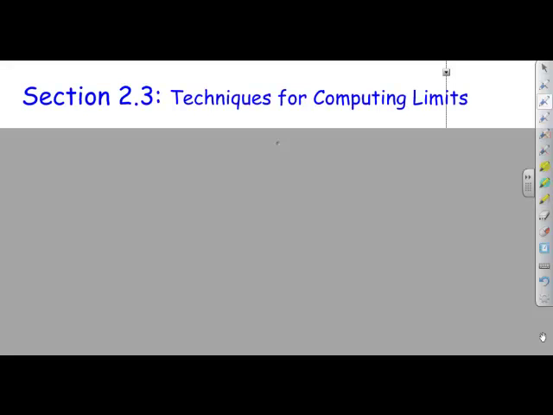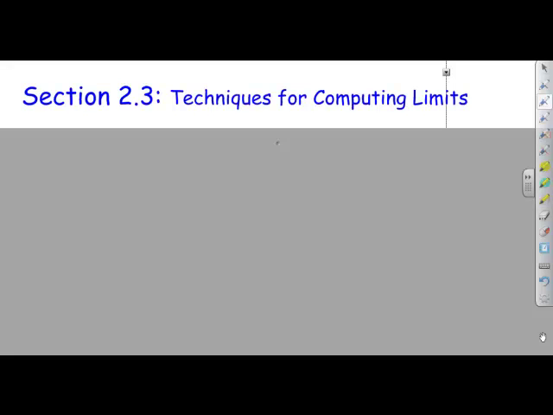Okay, I'm making this recording to get you started in section 2.3 because, with my experience teaching calculus, I found that introducing the rules for evaluating limits a little bit differently than your textbook authors do works better for me. So I want to start you off slightly differently.